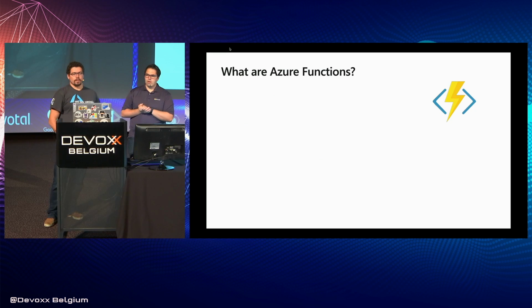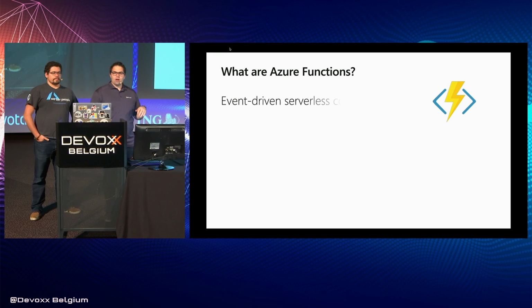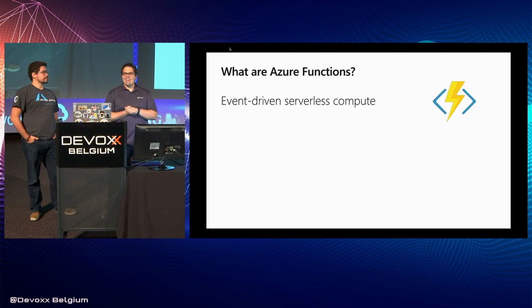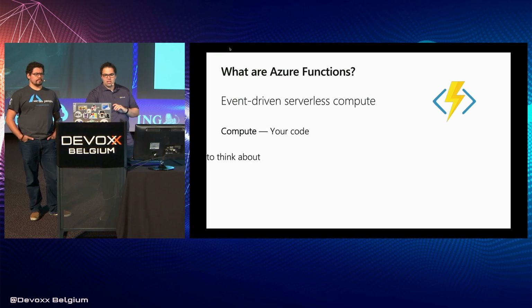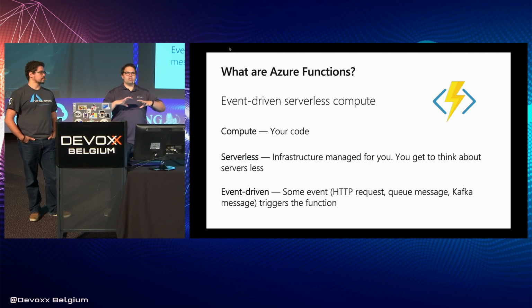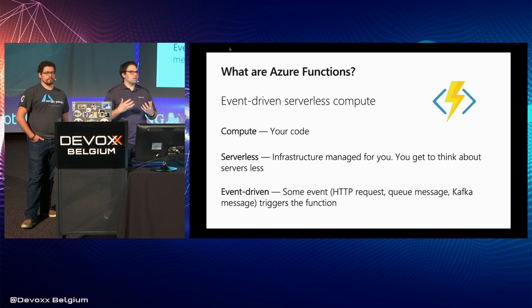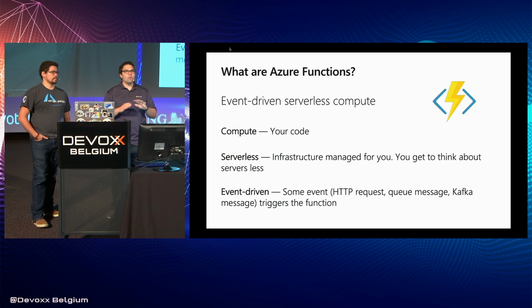Sounds good. So to start with, this is a brief introduction of Azure Functions. At its core, what are Azure Functions? The kind of simple 3-word, I guess 4 words with a hyphen, definition is event-driven serverless compute. So if we break that apart into its individual pieces, working backwards, compute, this is your code, whether it's your Java code, your JavaScript code, your C# code, your Python code. You take your code, and we'll run it for you in a serverless way. Serverless really at its core just means that the infrastructure is managed for you. You don't have to think about servers. You get to think about servers less.